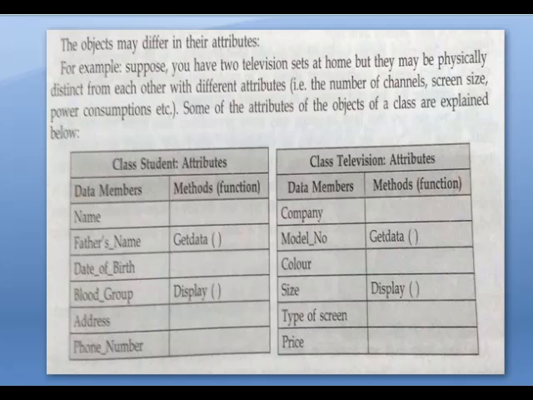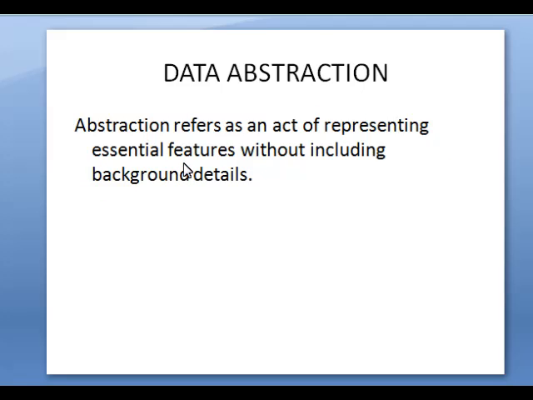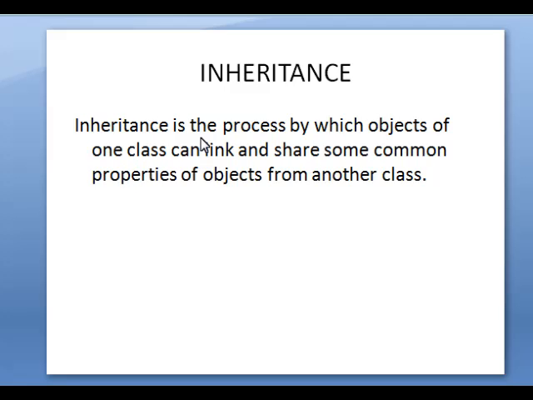Now students, we are going to see the definitions of all the principles of object oriented programming. Encapsulation means the system of wrapping data and functions into a single unit. The next one is data abstraction. Data abstraction refers to the act of representing essential features without including the background details. The next one is inheritance. Inheritance is the process by which objects of one class can link and share some common properties of objects from another class.